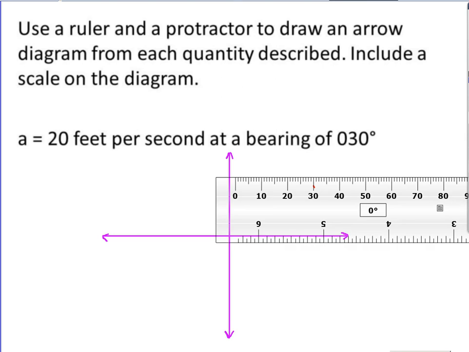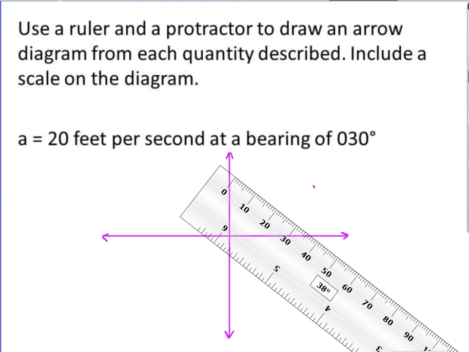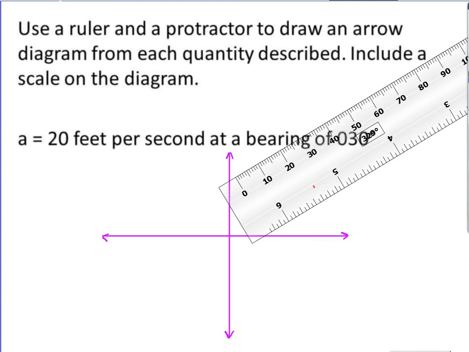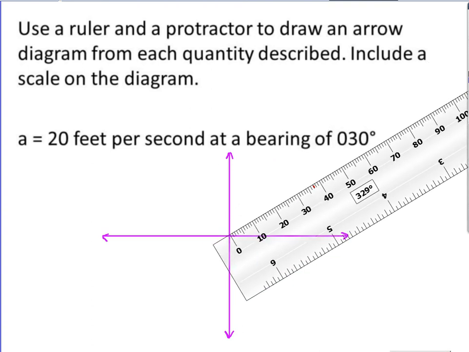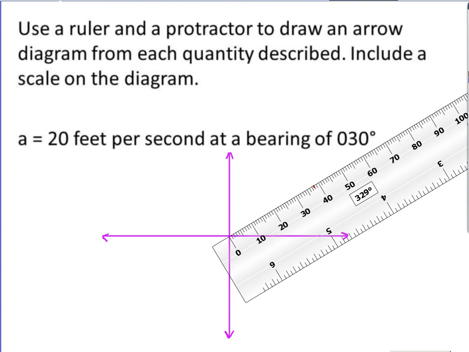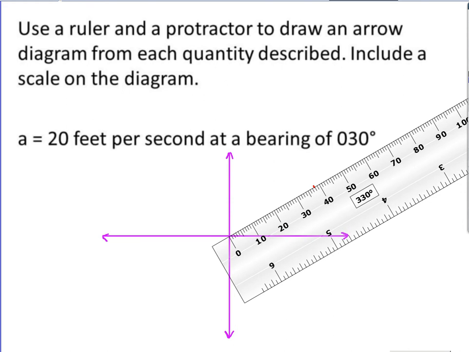So if we get our ruler, we want to move it so that it starts at the origin and goes through our point. And we need to come up with a scale. We know that we have 20 feet. We cannot measure 20 feet with this ruler. So our scale can be that 1 centimeter is equal to 1 foot.